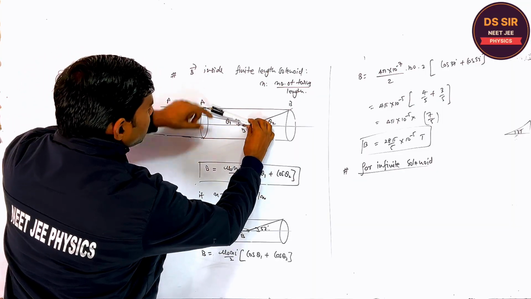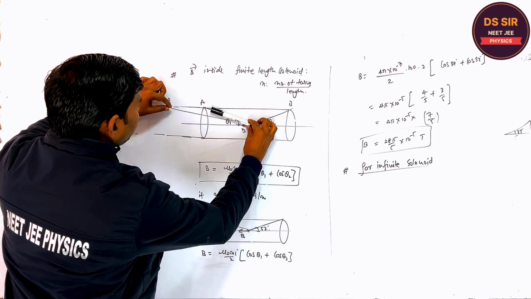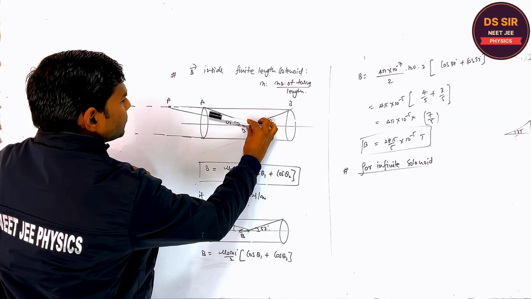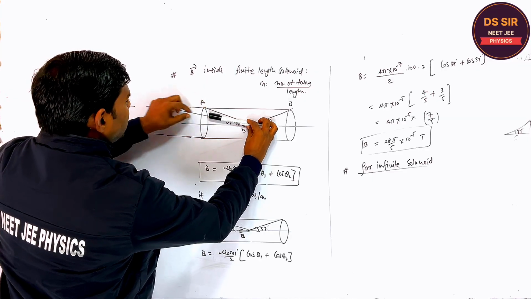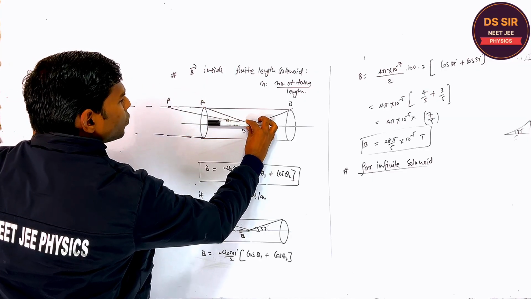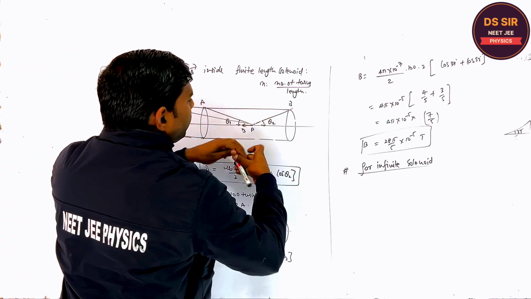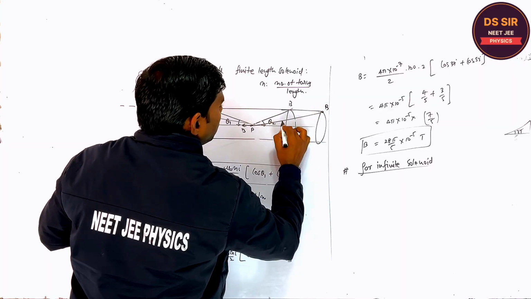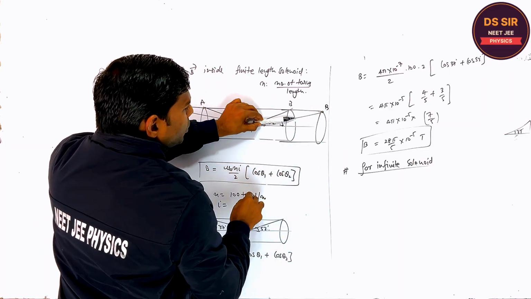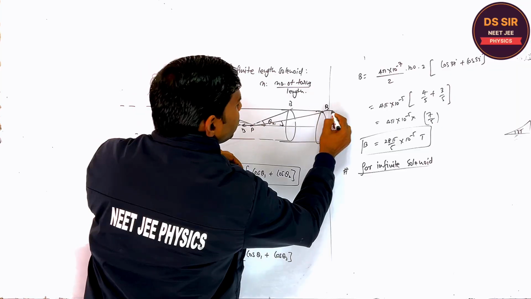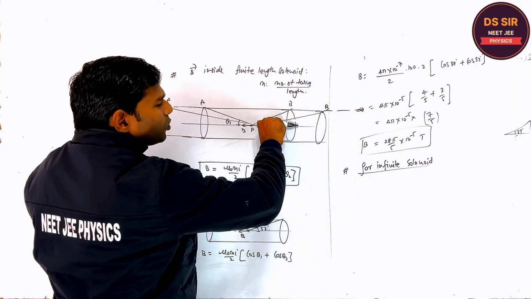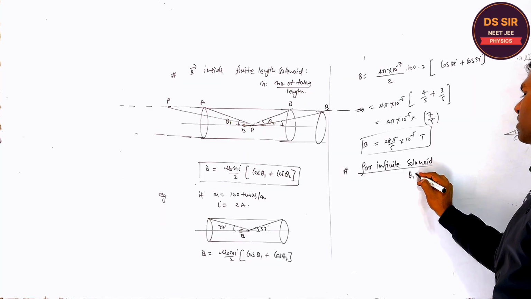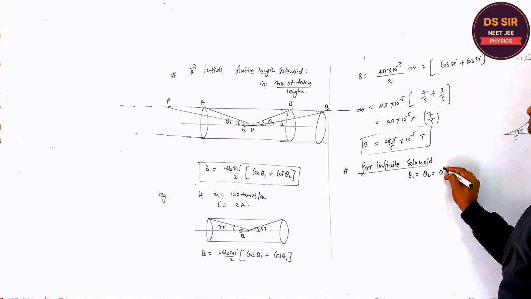Initially this angle is theta 1. Now if this point A moves farther, the angle is reduced, and if it is infinite, this angle reduces to 0. In the same way, suppose the length is increased a little bit, so point B makes this angle; the angle keeps reducing, and if it goes to infinity, theta 2 becomes 0. So for an infinite solenoid, theta 1 and theta 2 become 0.